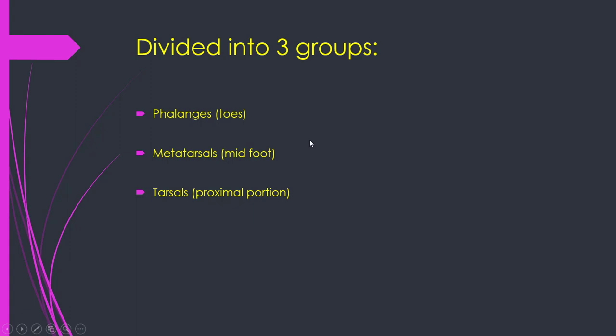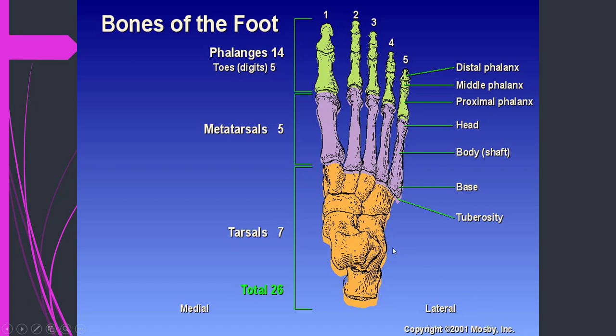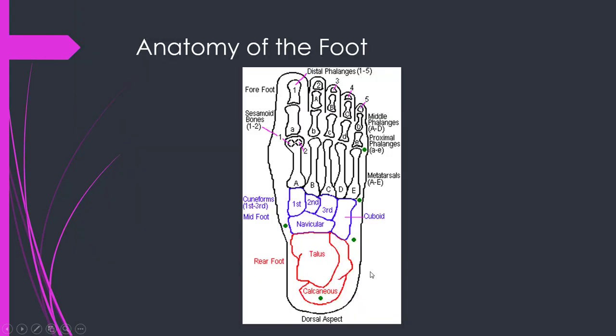We're going to divide your foot into three groups: the phalanges, which are the toes, the metatarsals, which is your midfoot, and your tarsals, which is your proximal portion of your foot. Let's take a look at those phalanges and metatarsals. If you remember doing the anatomy of the hand, this is very similar. Instead of carpals, we now have tarsals. We still have the same number of phalanges and the same number of metatarsals, which were your metacarpals in your hand. And we also have the tarsals, which include part of the talus and the calcaneus.